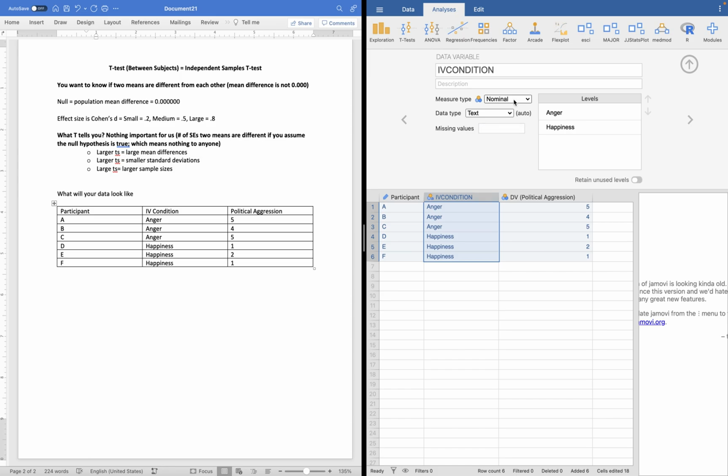What is my prediction? This is going to be important for later. We're going to see how this pans out. My prediction is that people in the anger condition will have higher levels of political aggression than people in the happiness condition. We'll look at our data and see what happens. You can actually switch which level is 1, which level is 2. I'm going to keep anger as level 1. And then our political aggression is a continuous variable.